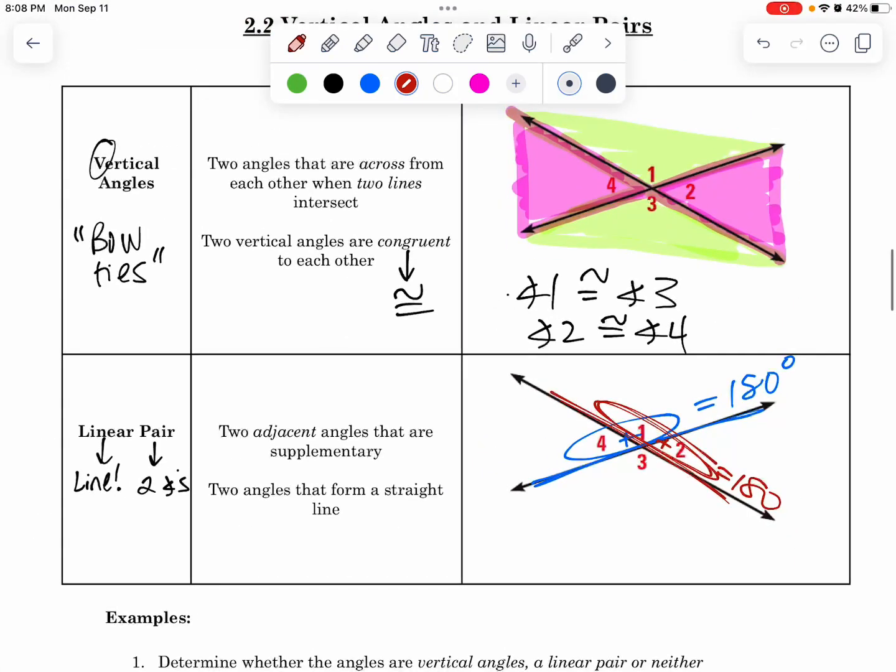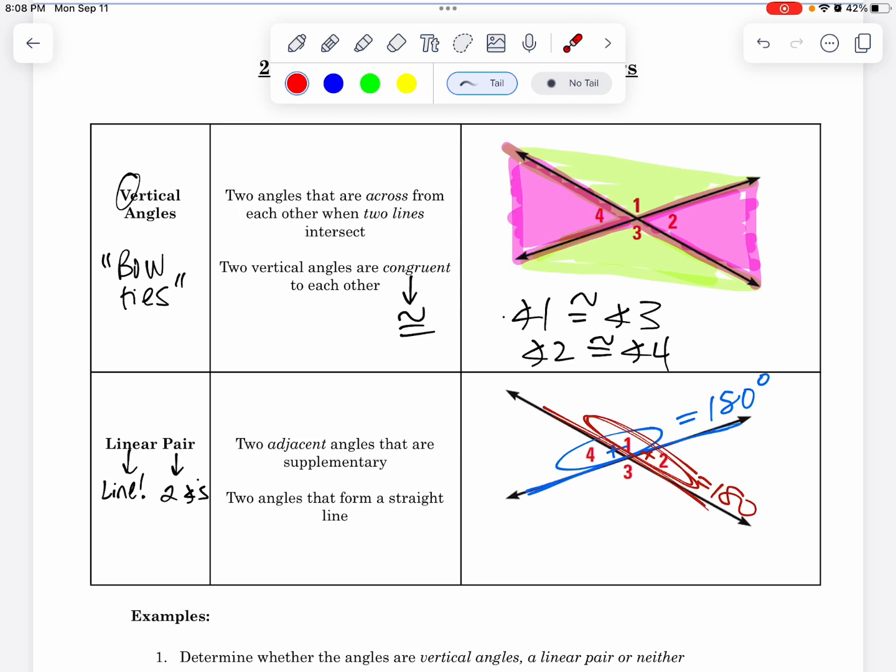So what's the big difference here? Up here with vertical angles, angle 1 and angle 3 are equal. They're the same exact measure, the same exact number. Angle 2 and angle 4, they are equal. They're the same exact number. And I have the same picture down here. 1 and 3 are still equal. They're still vertical angles, but when you put it together with 1 and 4, do you see how it makes a straight line? That, my friends, equals 180 degrees.